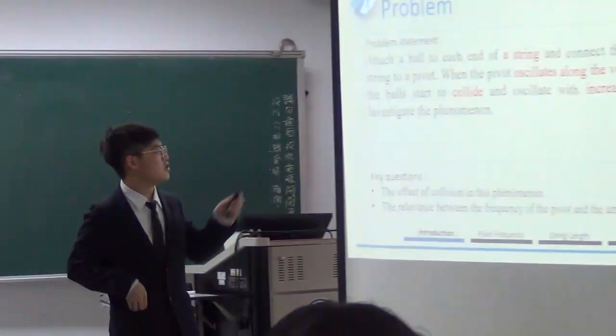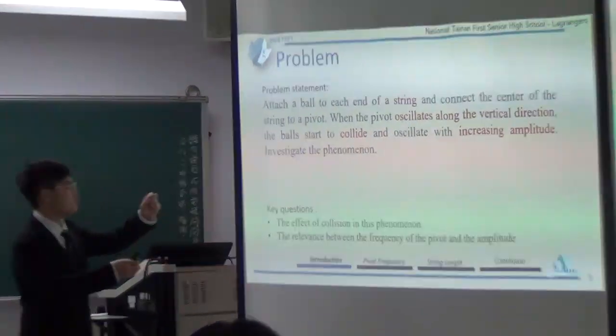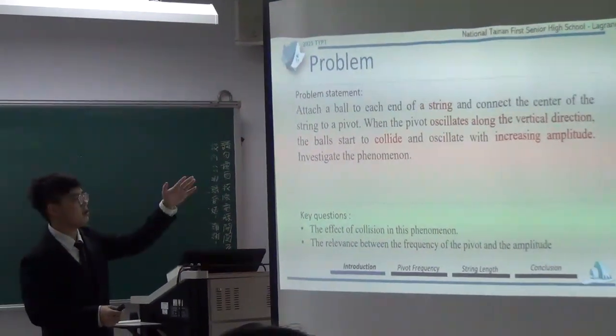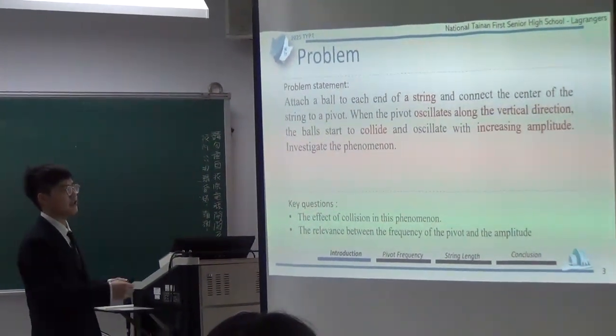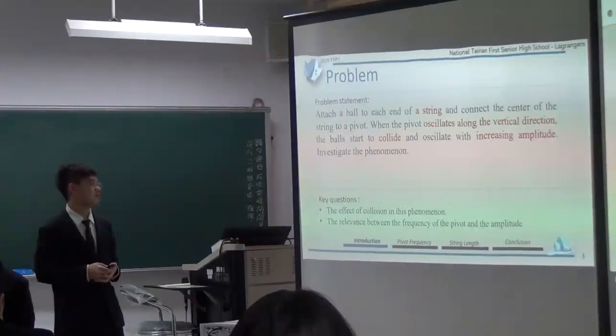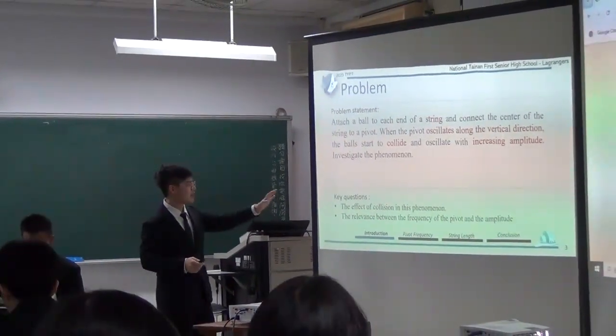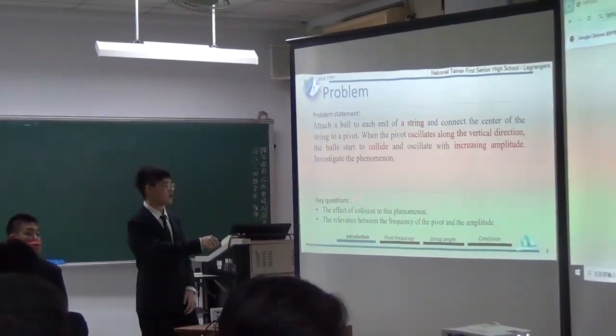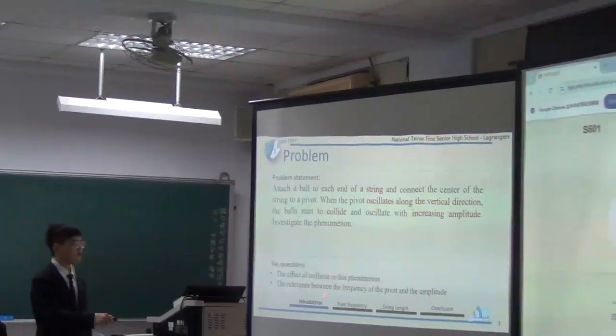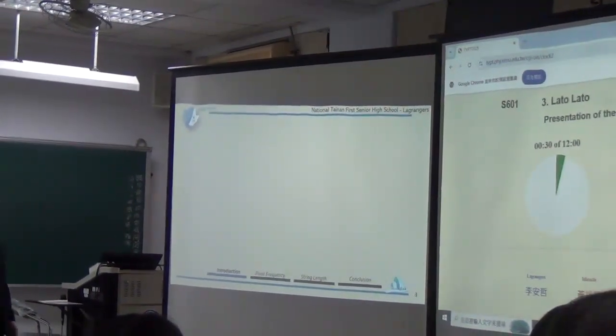We attach a ball to each end of the string and connect the center of the string to a pivot. So when the pivot oscillates along the vertical direction, the balls will collide and then oscillate with increasing amplitude. Investigate this phenomenon. So I think the key questions here are the effect of the collision in the phenomenon and the relevance between the frequency of the pivot and the amplitude.